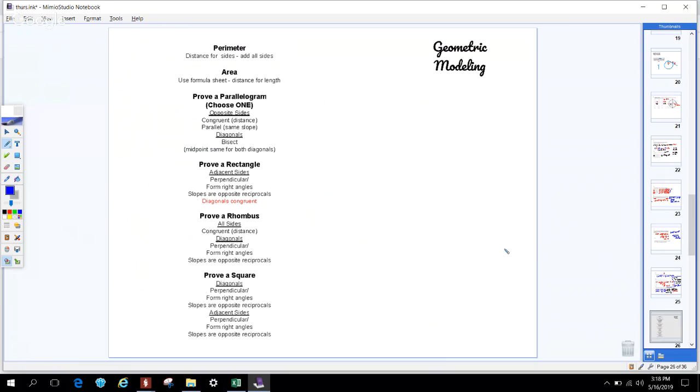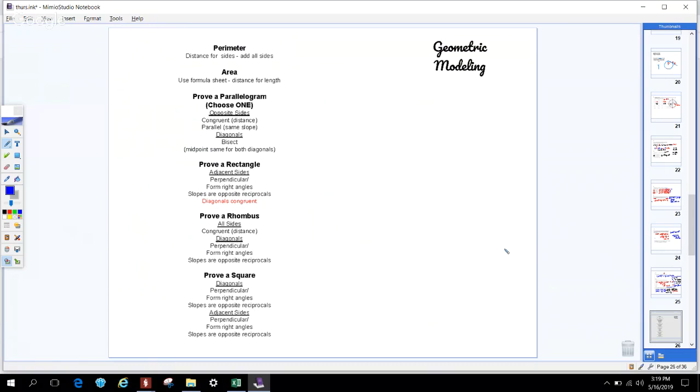Okay, geometric modeling, we can do it in 12 minutes. All I'm going to say is you got to know all of this. The only thing I need you to write down is I forgot underneath proving a rectangle. Notice underneath proving a rectangle, I added the words, the diagonals are congruent. So please find that, and underneath the rectangle, please write down diagonals congruent.